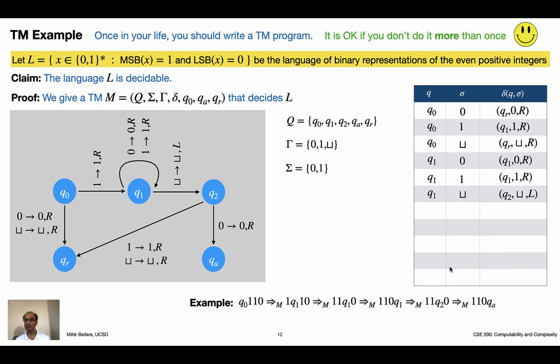If I wanted to complete this exercise, I have to have here 3 rows for every state. I would need 3 more rows for Q2, and technically I would even need 3 more rows for each of QA and QR, although they're perfectly pointless because you never transition out of them, but the transition function requires us to write them. Okay, that is our first Turing machine.